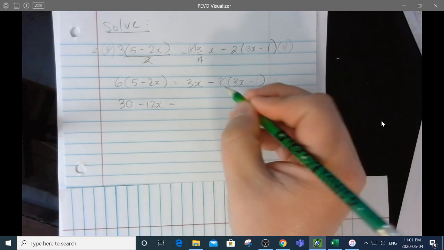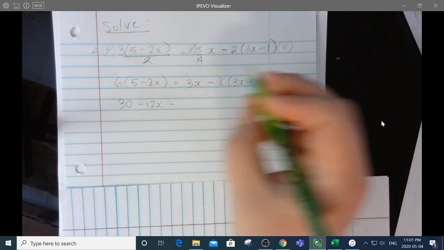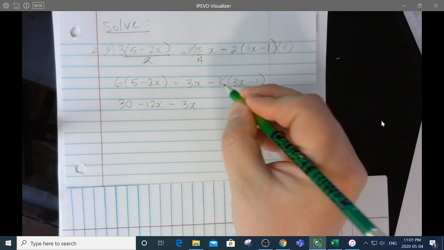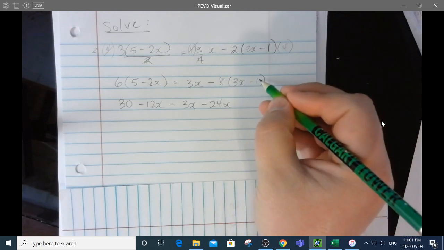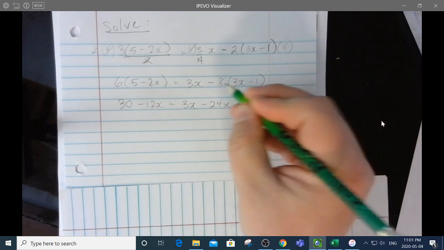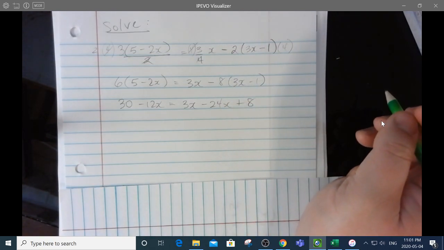3x minus 1, again, I have to take the negative 8 and distribute it through the bracket. So negative 8 times 3x is negative 24x. And negative 8 times negative 1 is plus 8. Watch out there. A negative times a negative is a positive.